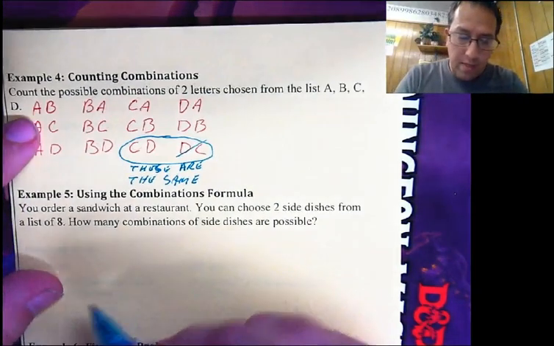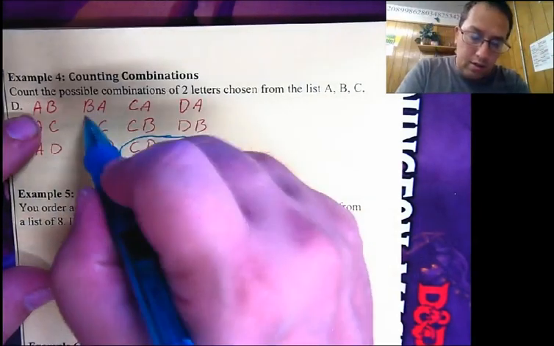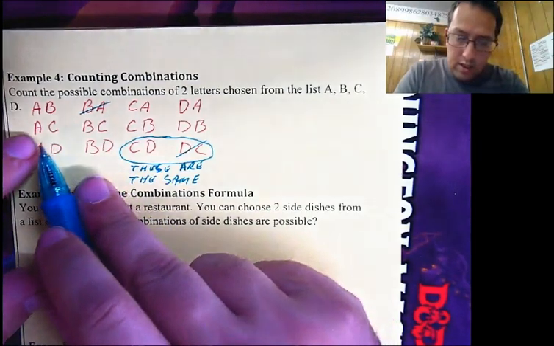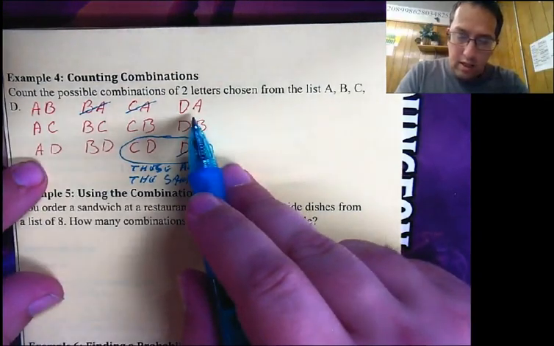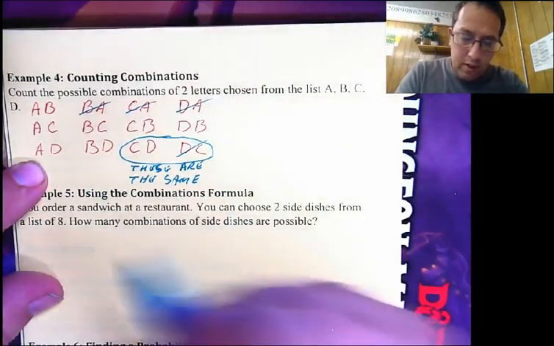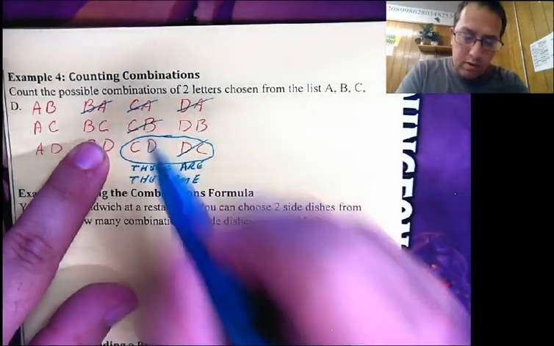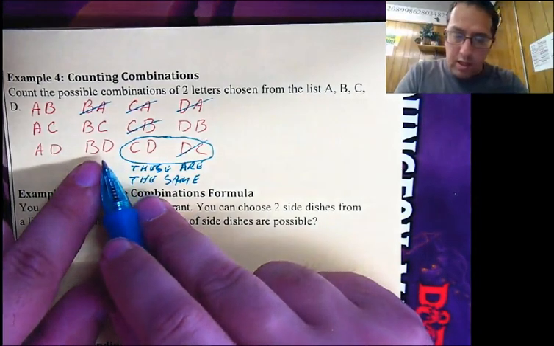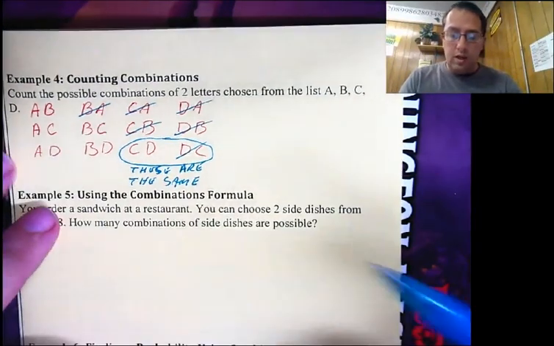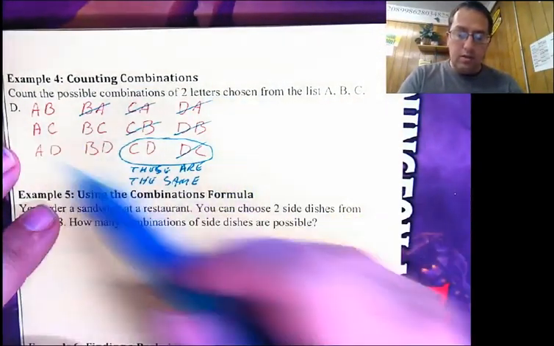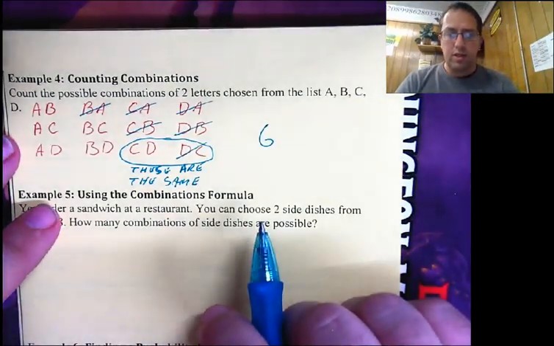So let's see here. What other combinations do we have double counting? See, we have AB and BA, so we'll mark off that one. AC and CA, those are the same. AD and DA, those two are the same. Okay, so let's see, we have BC and CB. We don't want both of those, we just want one of them. BD and DB, we just need one of those. And we see now that of all of these that we listed out, only 6 combinations remain. So there are 6 combinations.